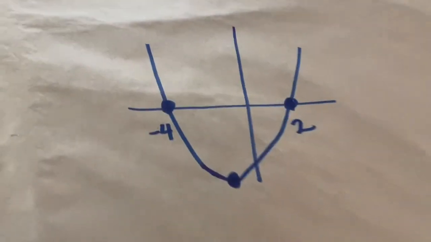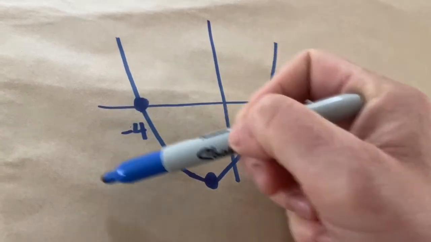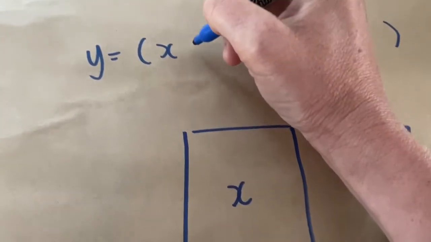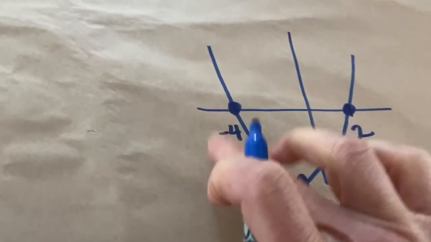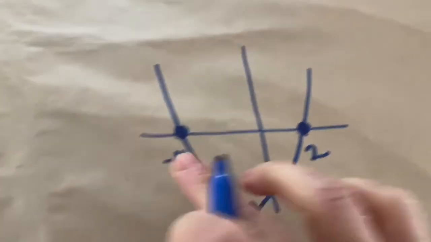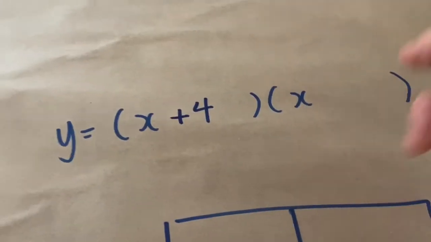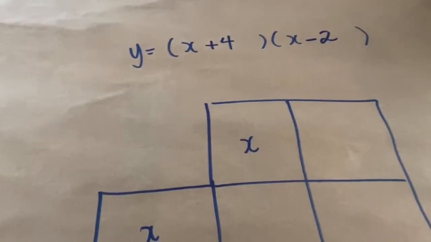So let's look at our graph and let's go backwards. I know that if my x-intercept is minus 4, in the equation it should be plus 4, because this number in the equation and this number on the graph should be opposite. Here, if I know it's plus 2, then I know that in the equation it should be minus 2. So I'm going to use a chart method now.